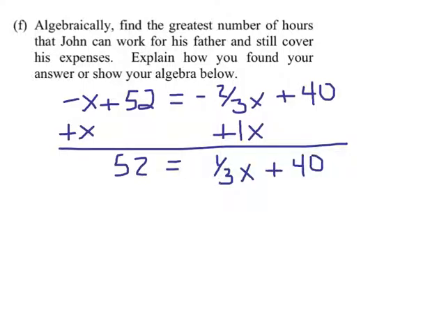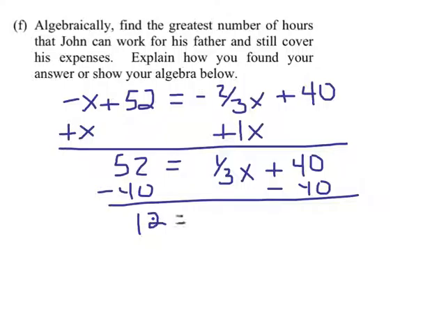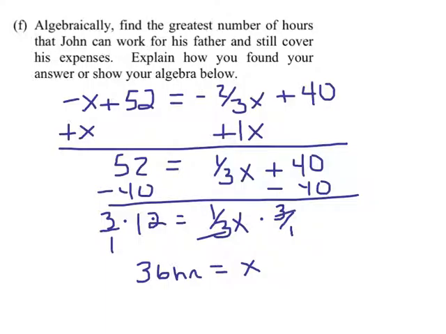From there, it should be pretty easy for you guys. Move the 40 to the other side. I get 12 is equal to 1/3 x. And you've got to remember, how do I get rid of that 1/3? Yeah, you divide by 1/3, or you multiply by the reciprocal, 3 over 1. So my answer when I do 3 times 12 is 36 hours. Okay, that's what x is equal to, because these 3's are going to cancel. Okay, that's where the two end up equaling.